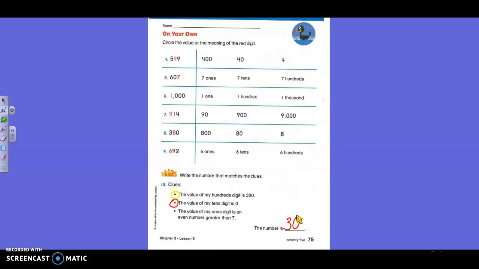The third one, let's read it. The value of my ones digit is an even number greater than 7. Let's look at the numbers greater than 7. 7, 8, and 9. You can't go 10 because then you'd be in the tens place. So it's either 8 or 9. Which one's even, 8 or 9? 8. 8 is an even number.